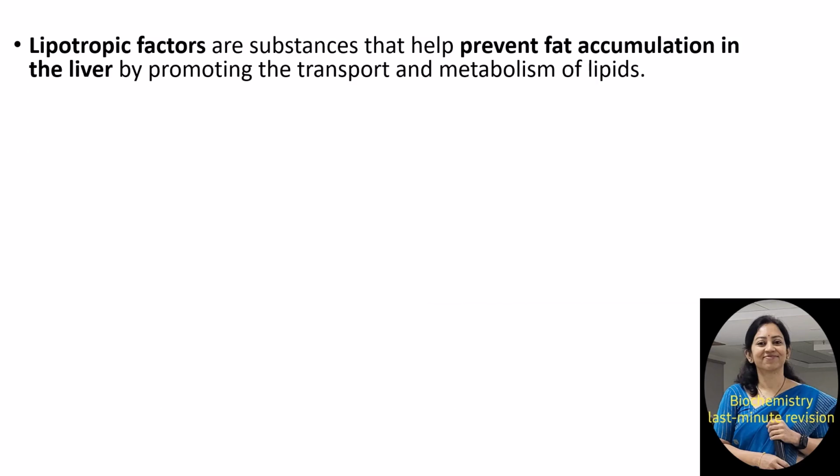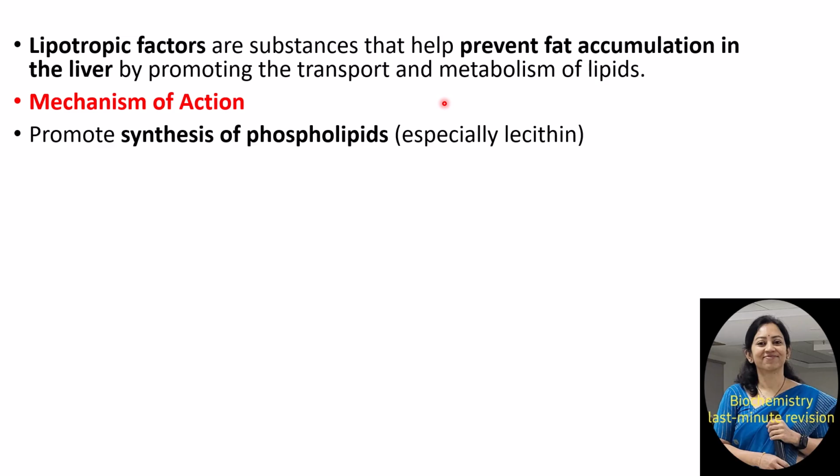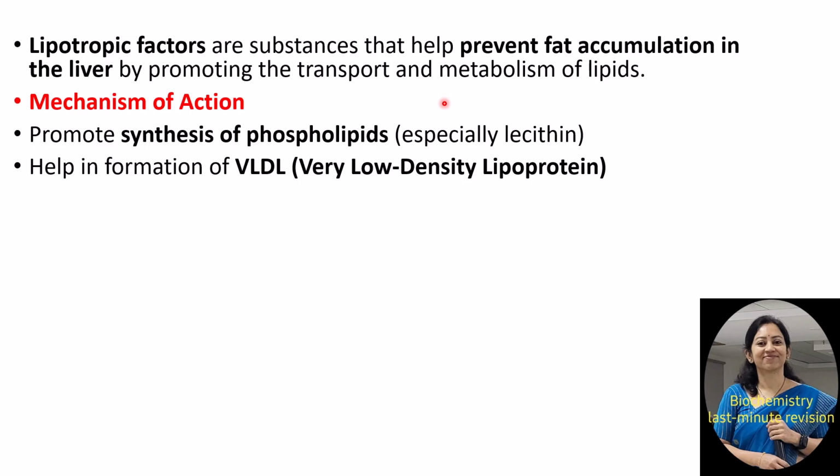Now what are lipotropic factors? These are the substances that help prevent fat accumulation in the liver by promoting transportation and metabolism of lipids. How do these lipotropic factors act? They promote synthesis of phospholipids, especially phosphatidylcholine, that is lecithin. They help in formation of very low density lipoproteins, wherein they pack the fatty acids esterified with glycerol and convert this into triglyceride. They pack them into very low density lipoproteins and they are released into circulation. That is how they export the triglycerides from the liver into general circulation.